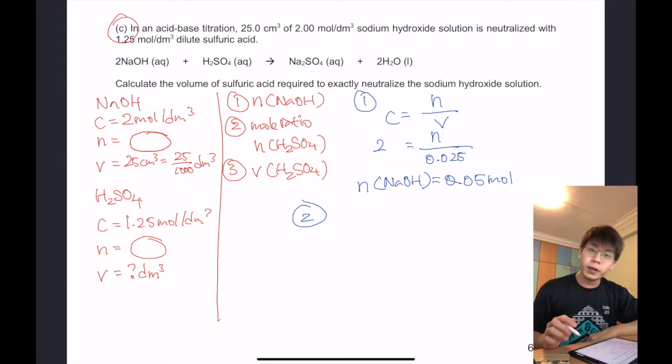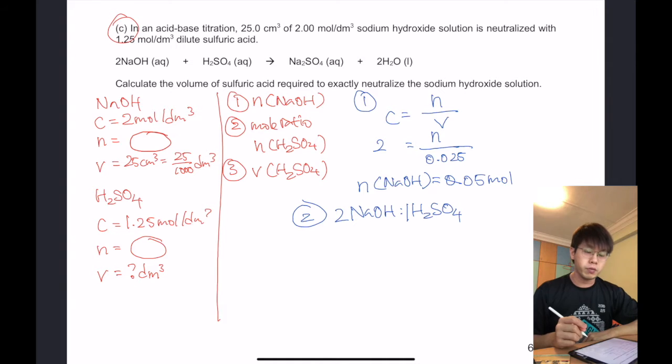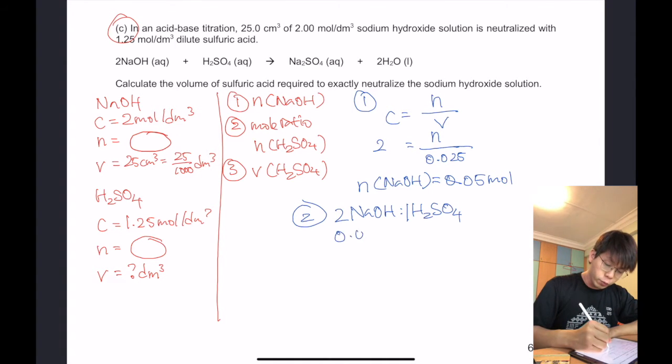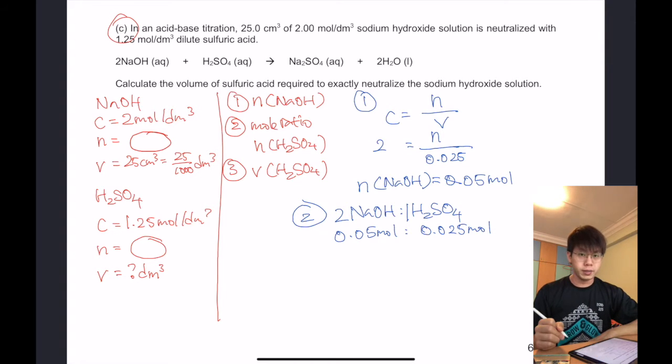Right? So now step 2, I need to find the mole ratio between sodium hydroxide and sulfuric acid. So what is the ratio between sodium hydroxide and sulfuric acid? Yes, the ratio is 2:1. 2 sodium hydroxide reacts with 1 sulfuric acid. So my sodium hydroxide is at 0.05 moles. So how many moles of sulfuric acid do I have? Yes, I divide 0.05 by 2, and I get 0.025 moles of sulfuric acid.